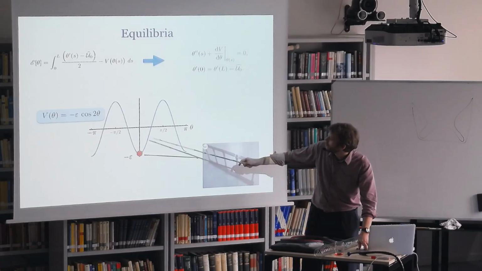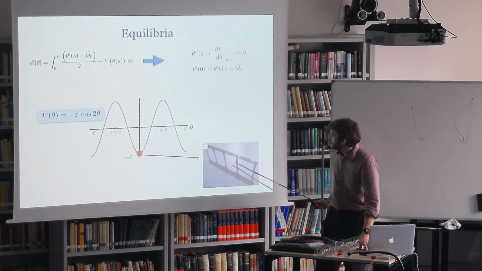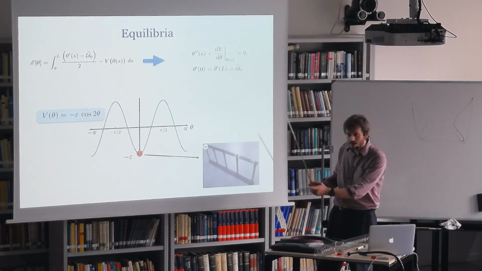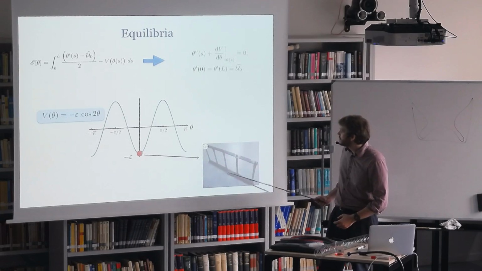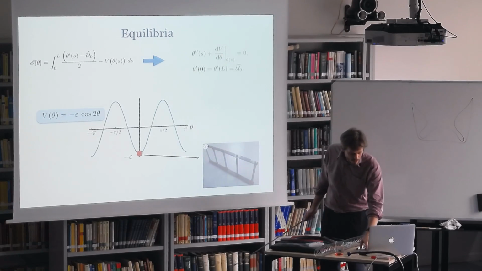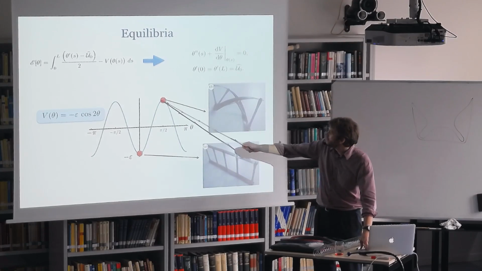And this is the V profile. This is our straight state when theta equals 0. Theta is the angle between the tangent, I remind you. When theta equals 0, it's unstable because it's on a minimum. The helices are stable because they're on maxima.